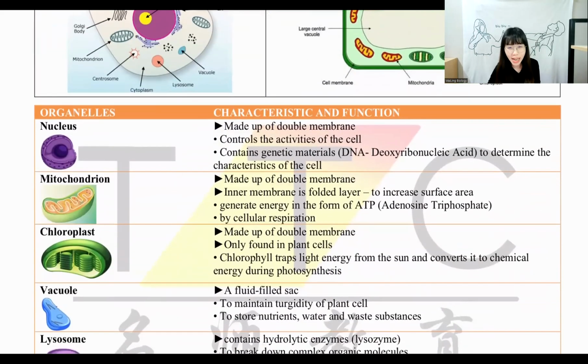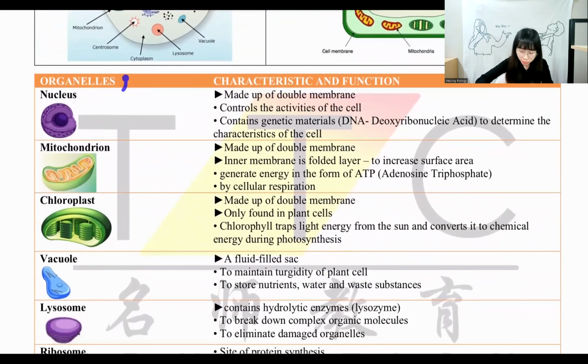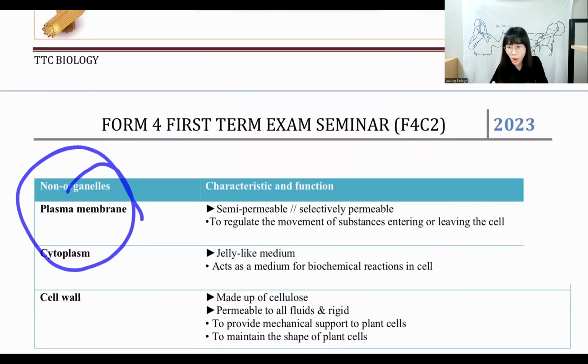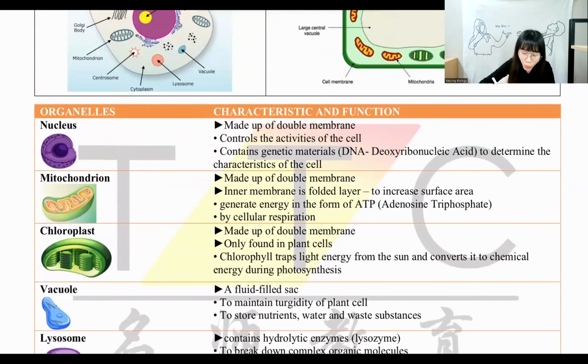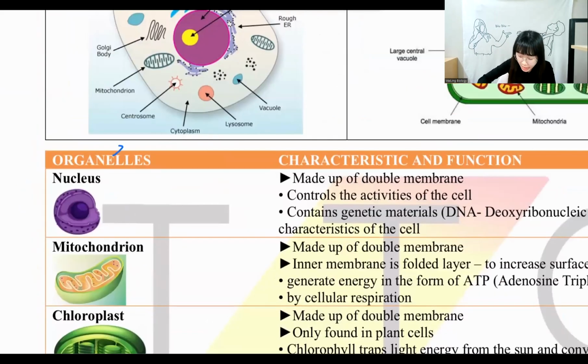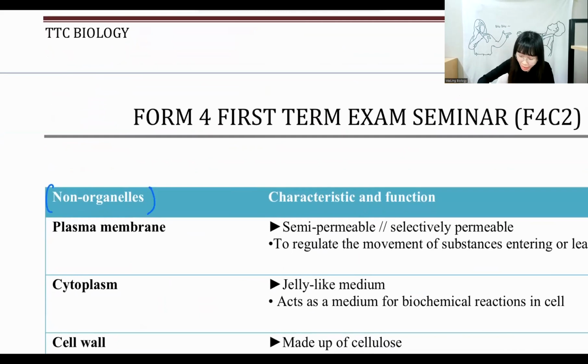Okay, if you look at organelles, what is in the cell, right? We have to learn what is in the cell. We have organelle, we have non-organelle. What is organelle? What is non-organelle? Okay, to make it simpler for you to understand, organelles are the things that can be found inside the cell. Anything that is inside the cell is called organelle. What is non-organelle? Non-organelle means that they are not in the cell. So we have in the cell and we have the ones that are not in the cell.